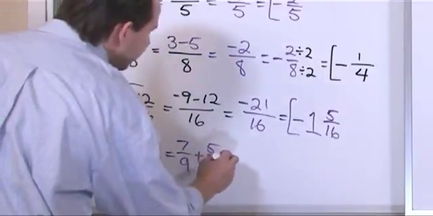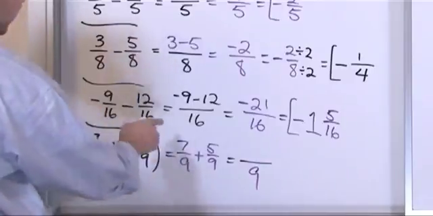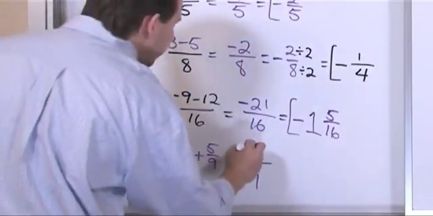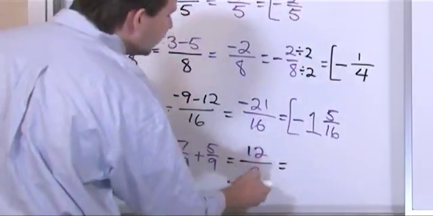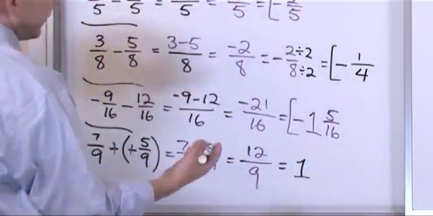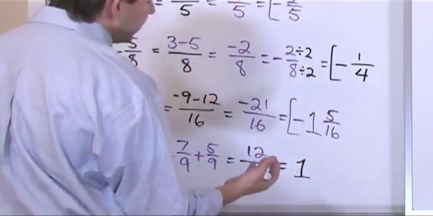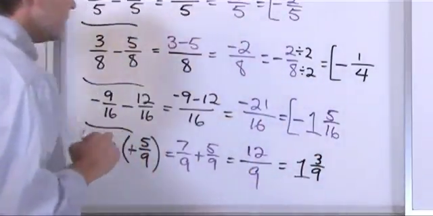So 7/9 plus 5/9. But this is just an addition problem. We've done this before. The denominator is the same. We add the numerators. 7 plus 5 is going to give me 12. So I've got 12/9. And this is an improper fraction, right? 12 is bigger. How many times will 9 go into 12? It's only going to go one time. If I find the remainder, 12 minus 9 gives me 3, so 1 3/9. That is the answer.